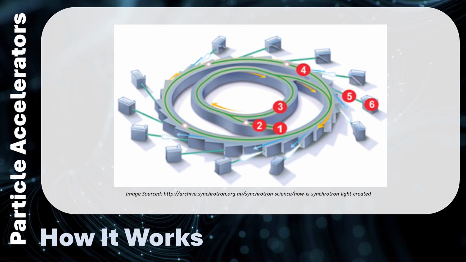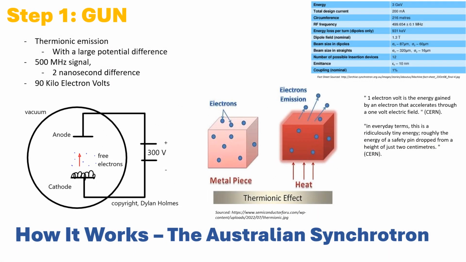So let's go over the steps one by one. With respect to the Australian synchrotron owned by the Australian Nuclear Science and Technology Organisation in Clayton. In step 1, the particle gun generates the particles from a source. In the current context, that source is a tungsten matrix cathode, with a large voltage applied across it.